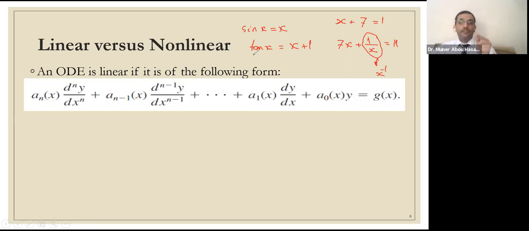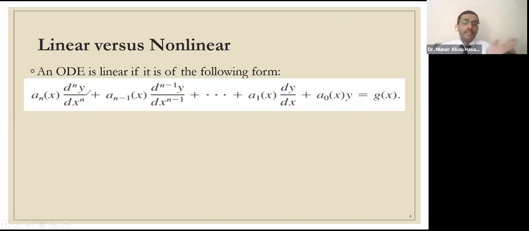But if one of my functions or its derivatives has power more than 1, or has the function sine or cosine, then the equation isn't linear. Another method to determine if the equation is linear or non-linear is to compare it with the following equation.